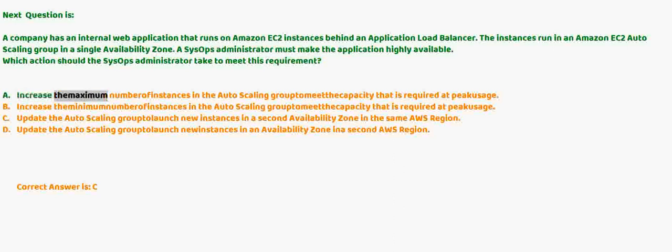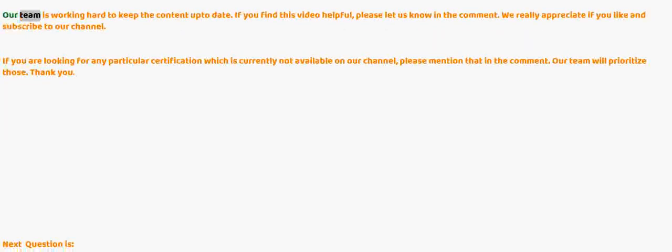A. Increase the maximum number of instances in the auto-scaling group to meet the capacity that is required at peak usage. B. Increase the minimum number of instances in the auto-scaling group to meet the capacity that is required at peak usage. C. Update the auto-scaling group to launch new instances in a second availability zone in the same AWS region. D. Update the auto-scaling group to launch new instances in an availability zone in a second AWS region. Correct answer is C.